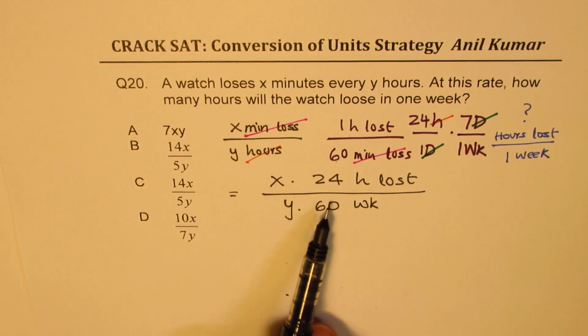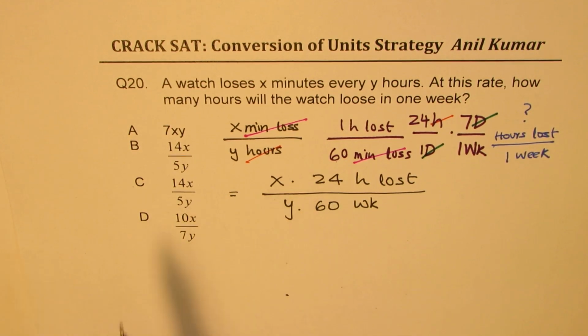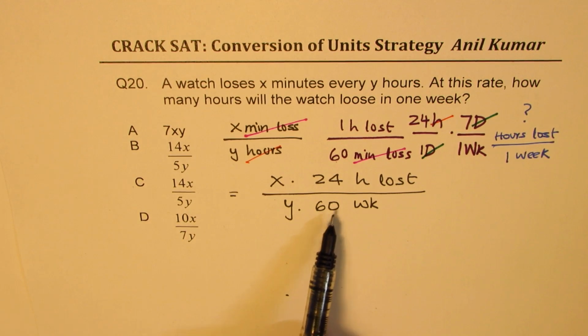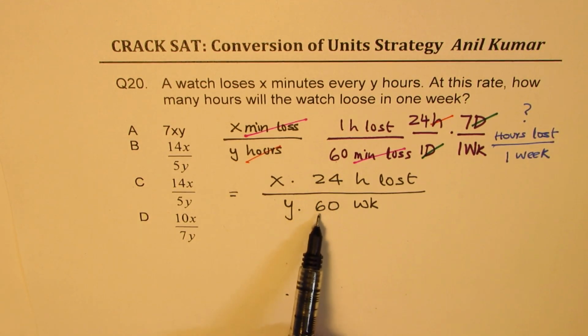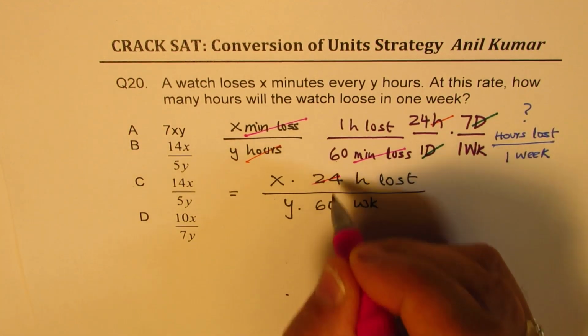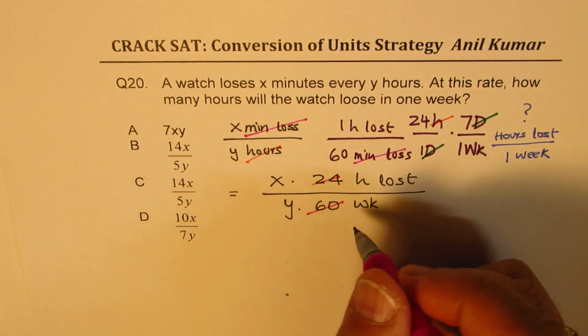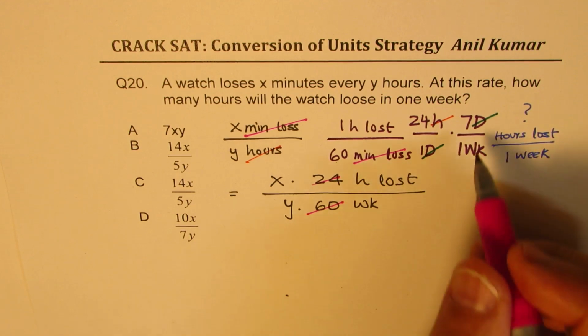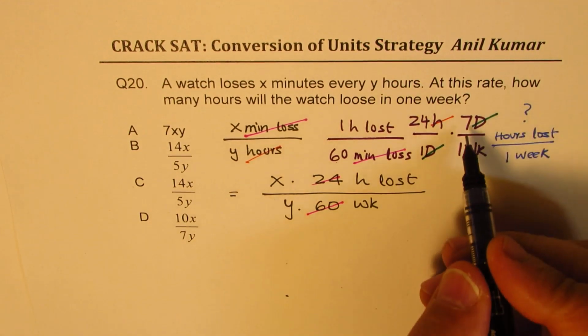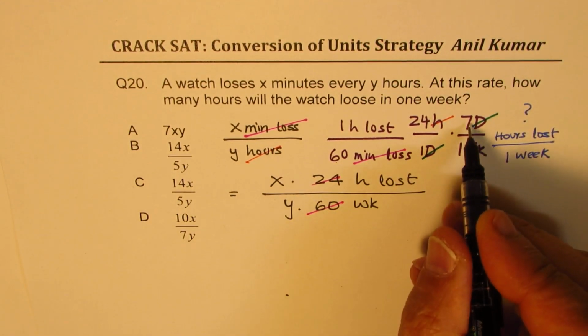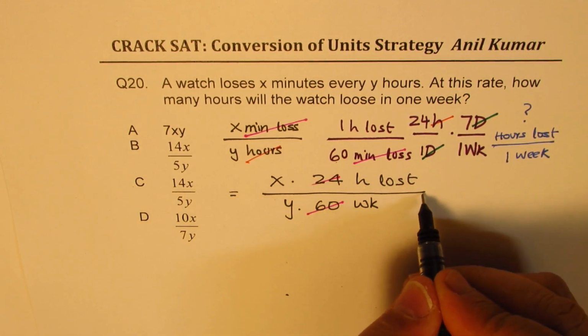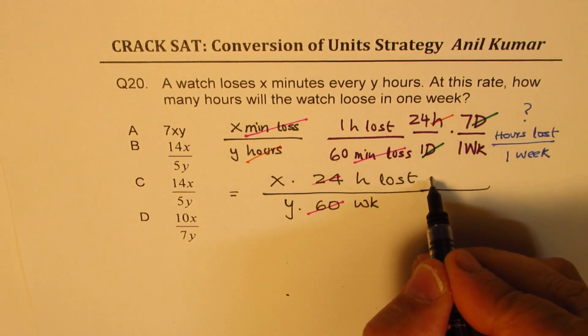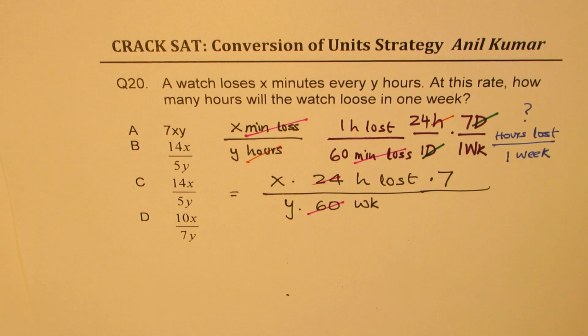Now you can match the solution, right? So basically we need to simplify in the next step to get to the result. Now both 24 and 60 could be divided by 12, right? So you could divide it by 12 to get this result. I forgot to write 7, right? 12 hours times 7. So there is 7 also. This 7 I forgot, right?